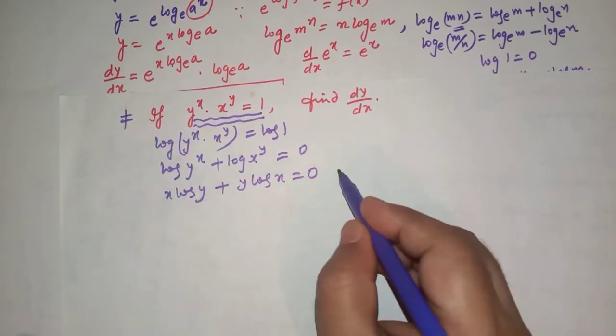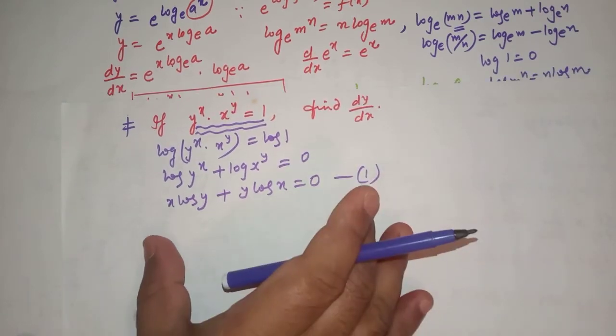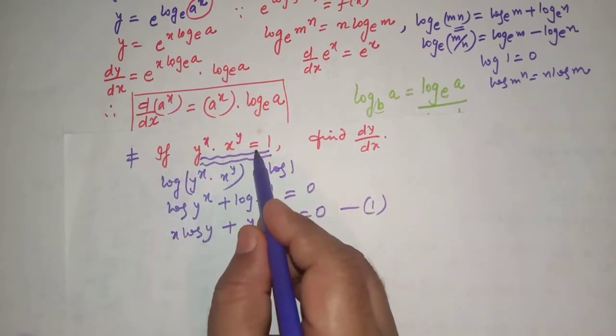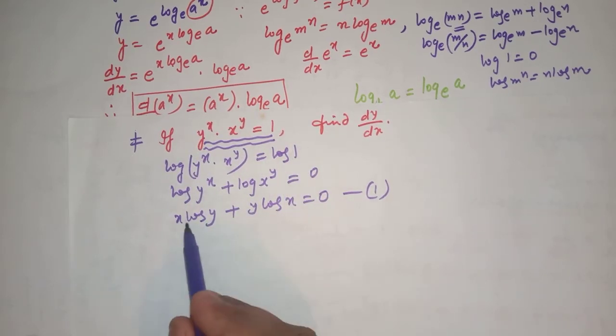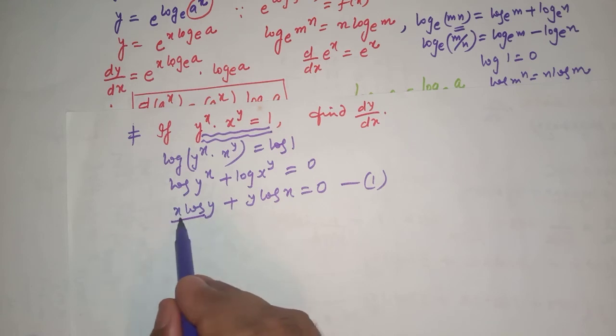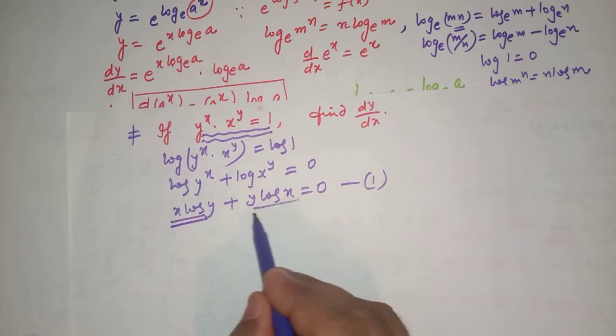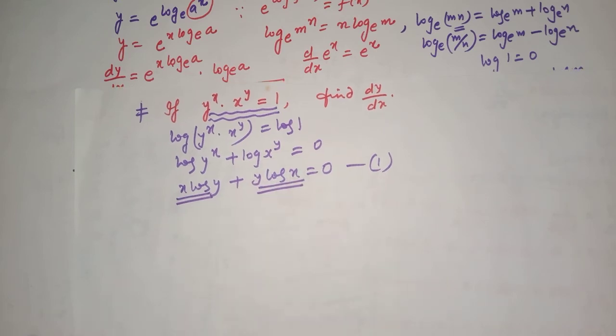So we'll have x log y plus y log x equal to 0. So now we have this expression. This looks quite comfortable as compared to the previous expression. So here we see how logarithms are useful to us in simplifying complex algebraic expressions. Now we'll differentiate both sides with respect to x, and here we see that this is a product of two functions. Here also we have the product of two functions, and here we'll apply the product rule. Here also we'll apply the product rule.